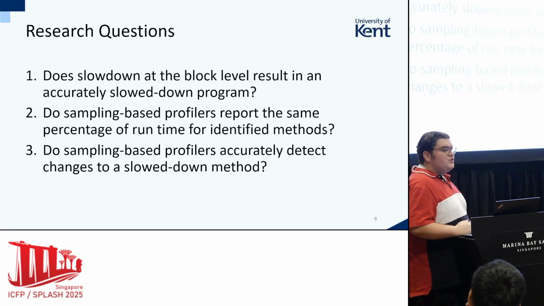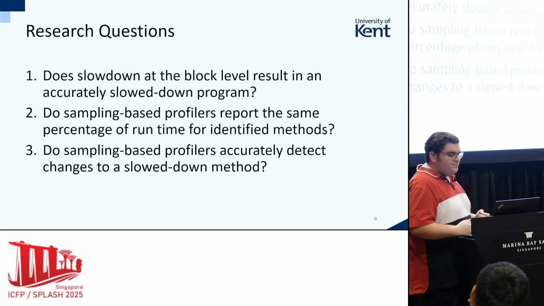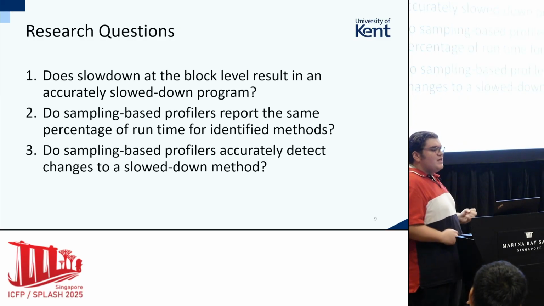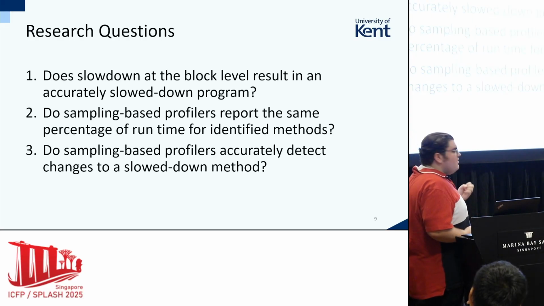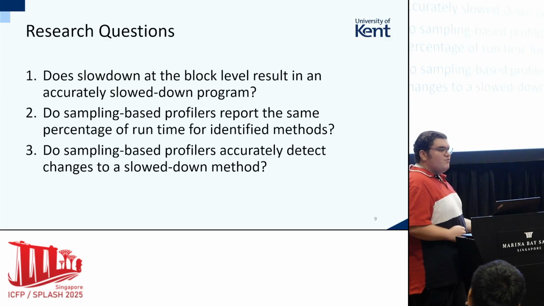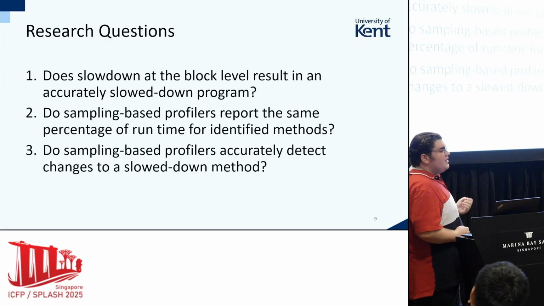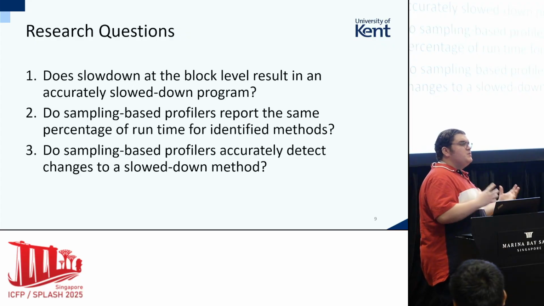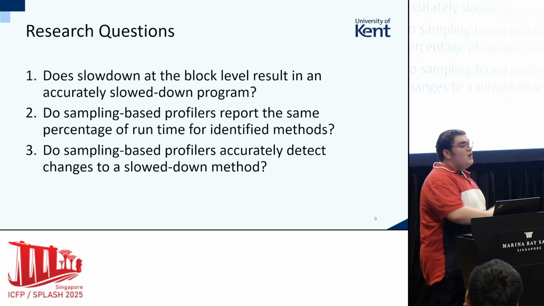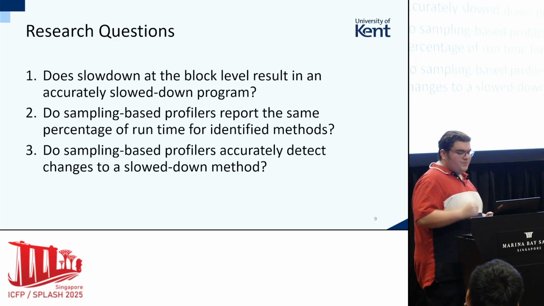And we wanted to see how close we can actually get to that target slowdown. The next one was, do sampling-based profilers report the same percentage of runtime for identified methods? This is testing whether or not our approach has any side effects. Even though we're making the execution 100% or 150% longer, you would still expect the ratio of time spent in methods to be the same. The percentage of runtime for each method should still be the same, they're just X amount longer.